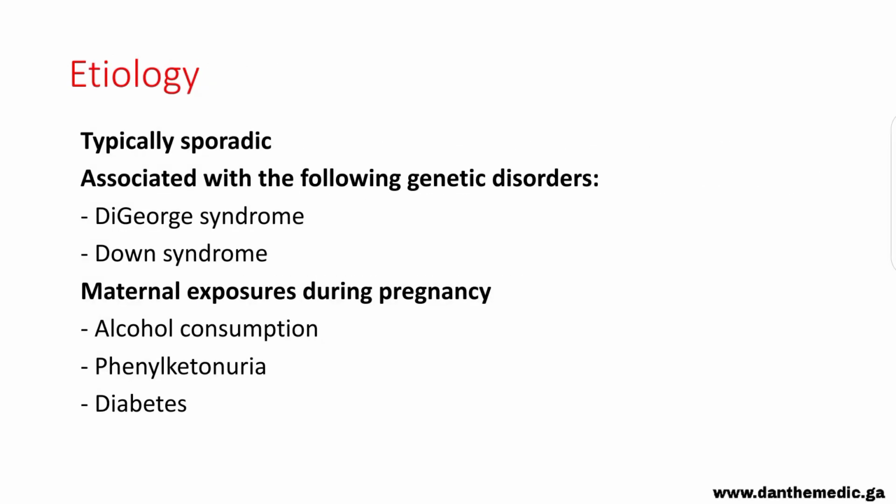Now, talking about the etiology, it is typically very sporadic, and it's usually associated with DiGeorge syndrome. You remember from DiGeorge syndrome we have the acronym Catch-22. And then also Down syndrome. One of the manifestations in Down syndrome is cardiac abnormalities. And then also when there is exposure during pregnancy to alcohol, when the mother has phenylketonuria during pregnancy, and also in the case of gestational diabetes.